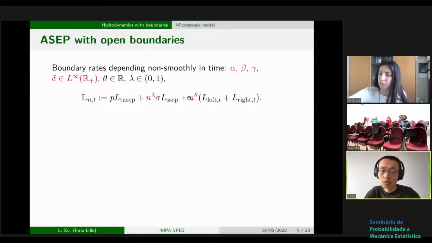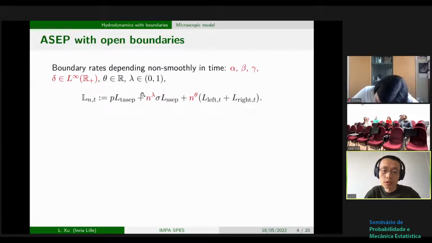Here, this n to the power theta is a parameter that regulates the strength of the boundary reservoir. If theta is positive, then the jumps to and from the reservoir happen more frequently than in the bulk, so it's a faster reservoir. If theta is negative, then it's a slow reservoir.